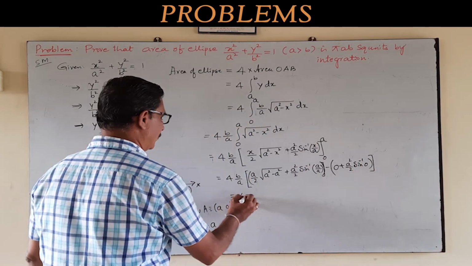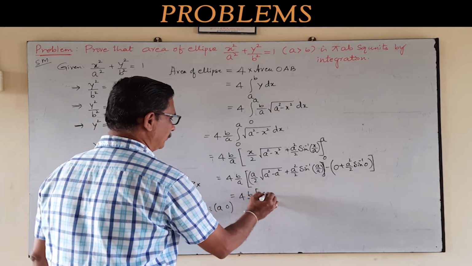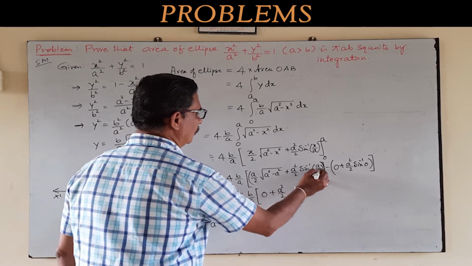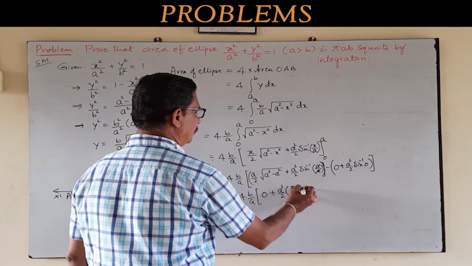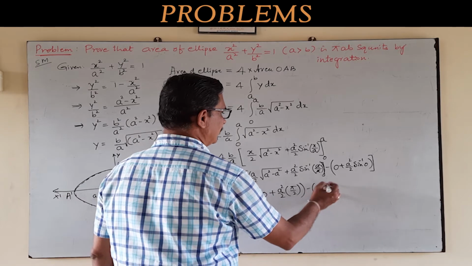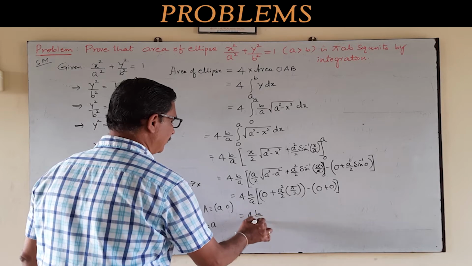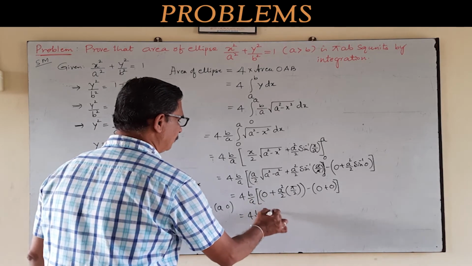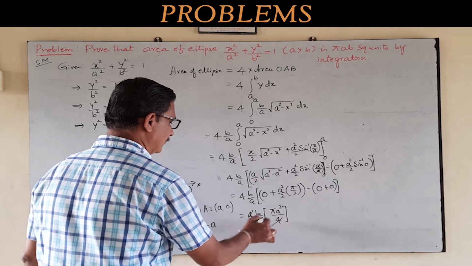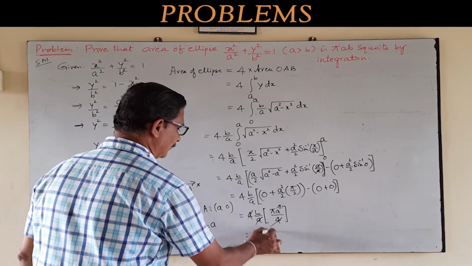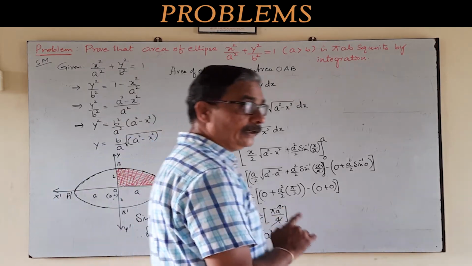Right? That equals 4 times b by a. a square minus a square is 0, so that part becomes 0, plus a square by 2. Here a cancels, that is 1. Sin inverse of 1, sin of which angle is 1? Pi by 2. Right? Minus lower limit 0. Sin inverse of 0 is also 0. So that is 4 times b by a into 0 plus pi into a square divided by 2. 2 twos are 4, 4 cancels, 1 a cancels. Final answer is pi a b square units. This is the area of the ellipse.